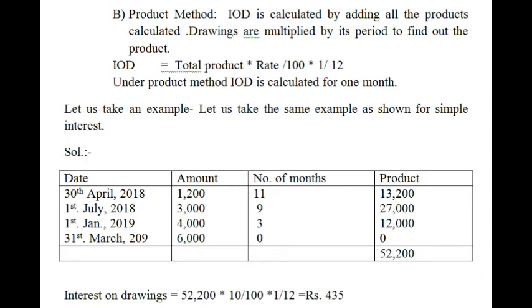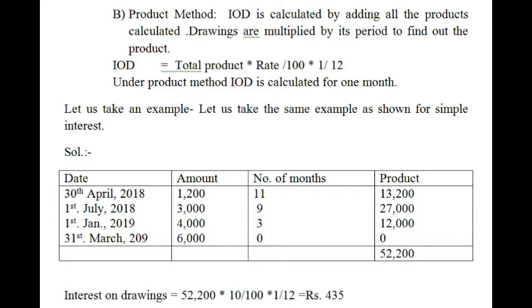The B part, that's product method. Little difference is here. Formula is the same. Under product method, interest on drawings is calculated for 1 month. Look at the format given. Same question. Dates are given there. Irregular intervals. Amount is also unequal. Number of months is given to you as 11 months for the first drawing, second 9 months, third 3 months, and the last one 0 month.